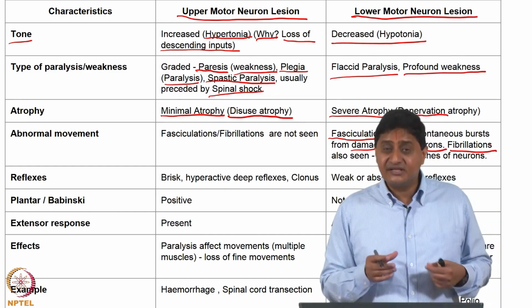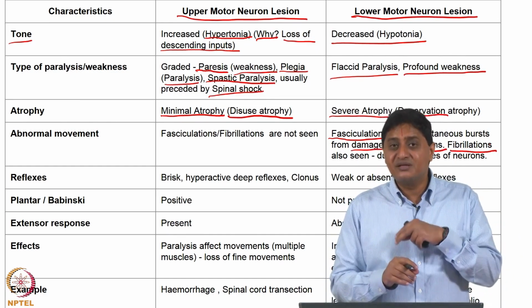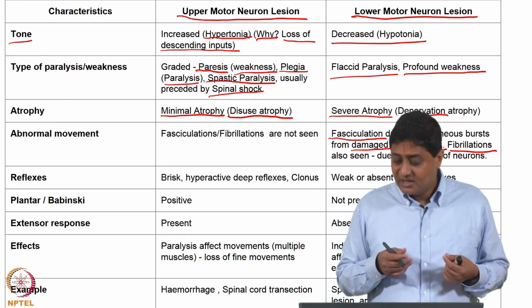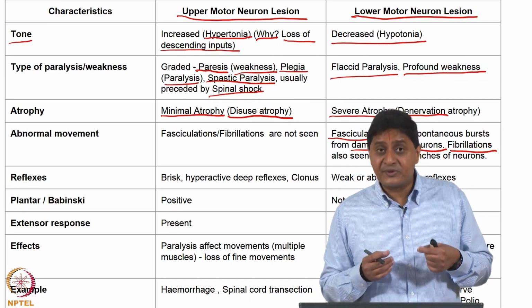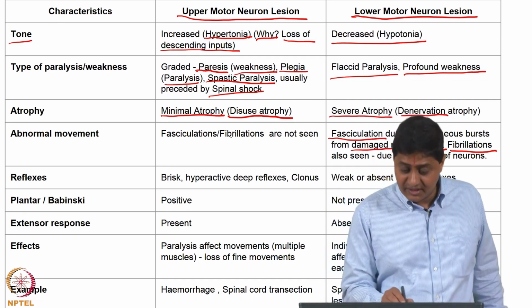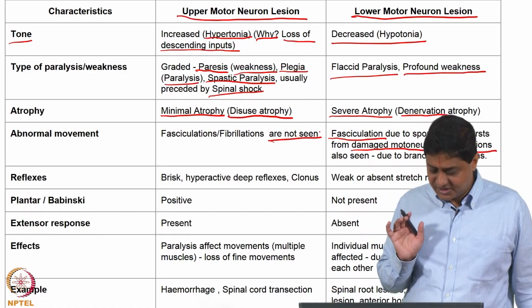So fasciculation is something that is felt superficially. Fibrillation happens within the muscle, but not necessarily felt superficially. These are present in lower motor neuronal lesions. These are not seen in upper motor neuronal lesions.